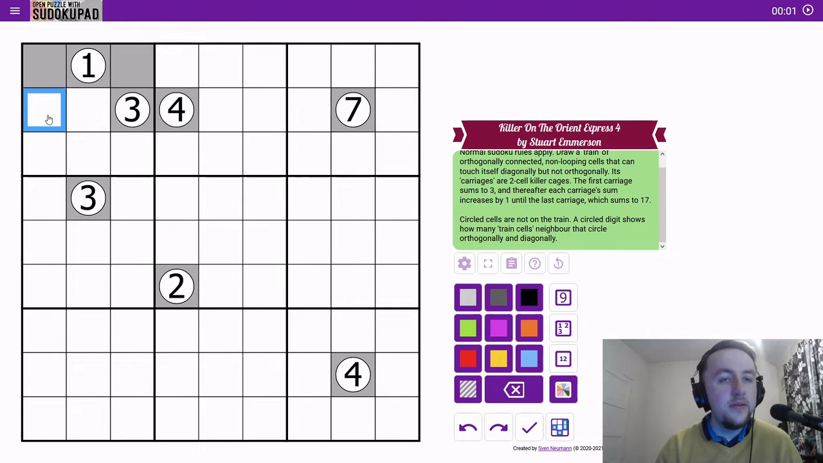Can it be this one? Well, if it comes out like that, then it's going to have 4 cells at the end of the train seeing each other, so that's not allowed. And if it comes out like that, again, they all see each other because they're all in the same box, so that's not going to work. It has to be this one, and it comes out like that. Now, if it goes round this way, then that's going to be overkill on this 3, so it has to come out this way, and then that 3 is finished.